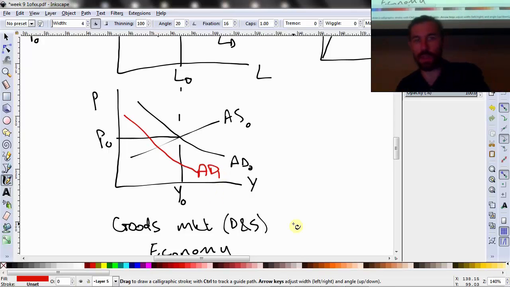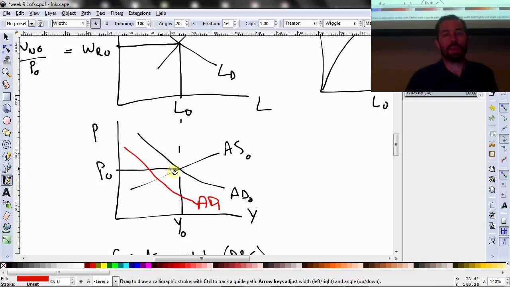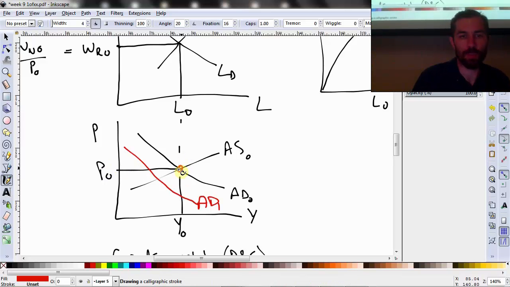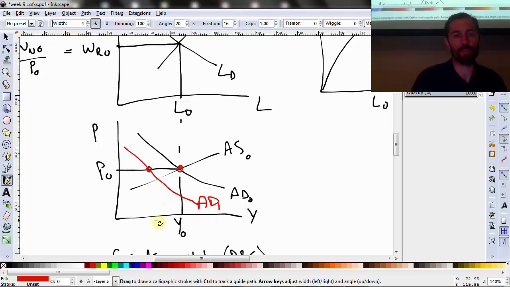Okay, so what I'm asking you to illustrate is AD shifts to the left, right? If prices were to remain unchanged, what is the problem? Well, the quantity of output demanded is less than the quantity of output supplied, right? Quantity demanded at that price level is less than the quantity supplied. So what does that do? That puts downward pressure on prices.